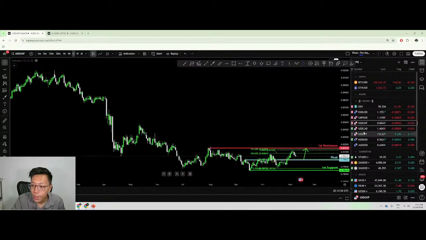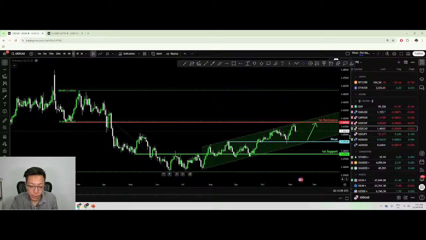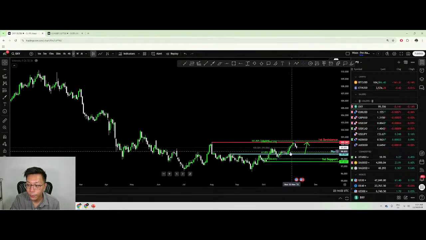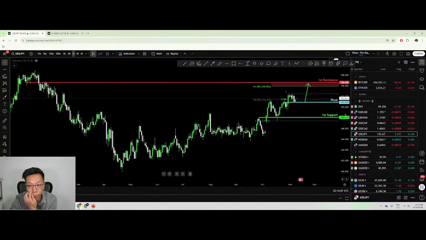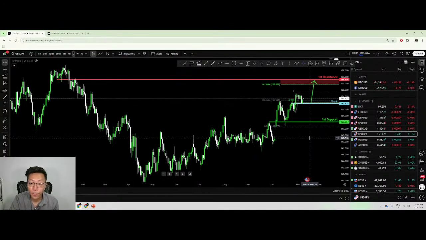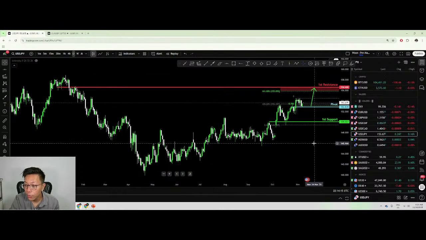Those like USD CHF, anything that has USD at the front, because it follows the US dollar index, we are only looking for buys at these areas over here actually. So this is the analysis for USD JPY.